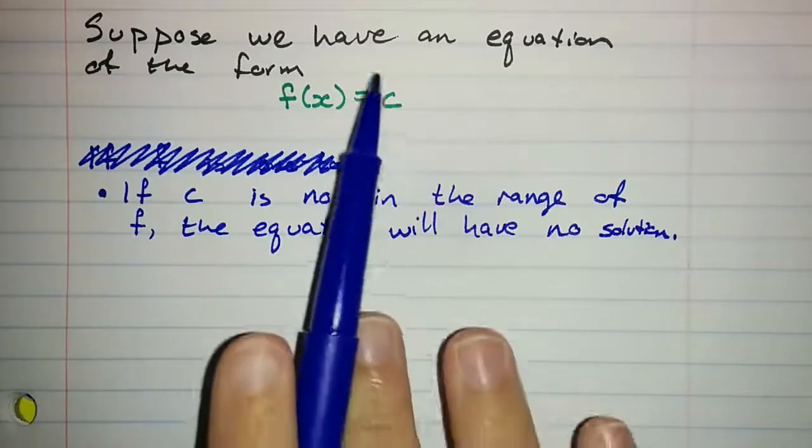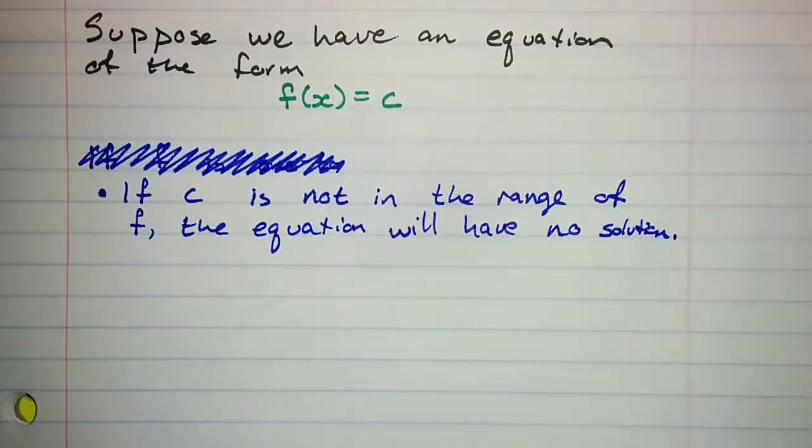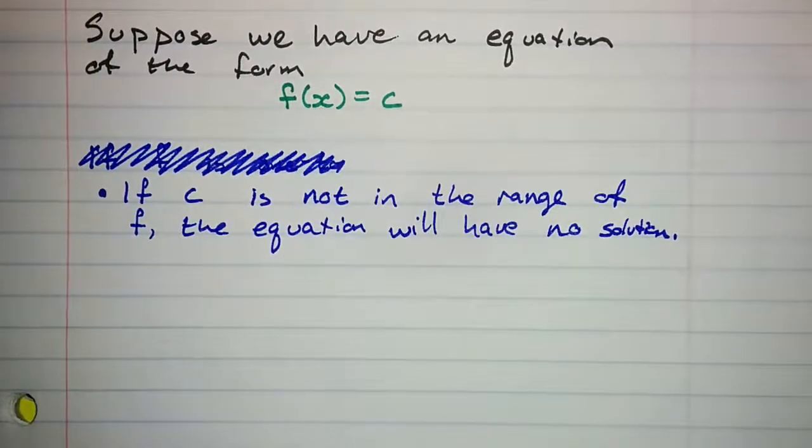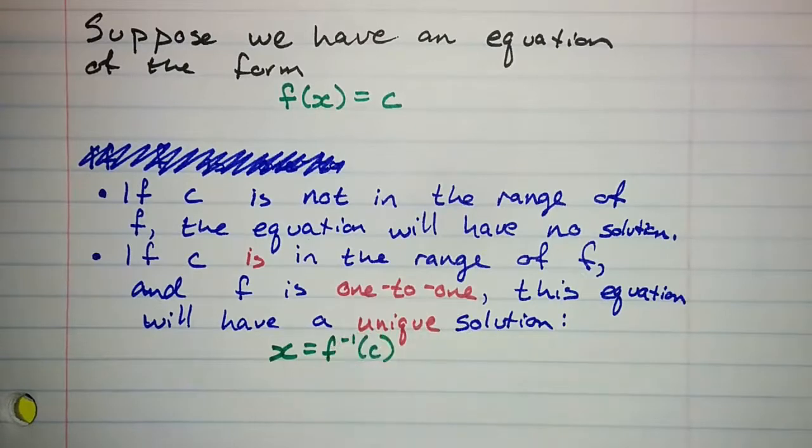Certainly, if this number is not in the range of f, that is, there is no x where f of x is c, then the equation won't have any solutions, because there's no x where f of x is c. If c is in the range of f, and f is a one-to-one function, that is, it has an inverse that's also a function, then this equation will have one unique solution, x equals f inverse of c. That's what we're used to seeing when we solve linear equations, right?